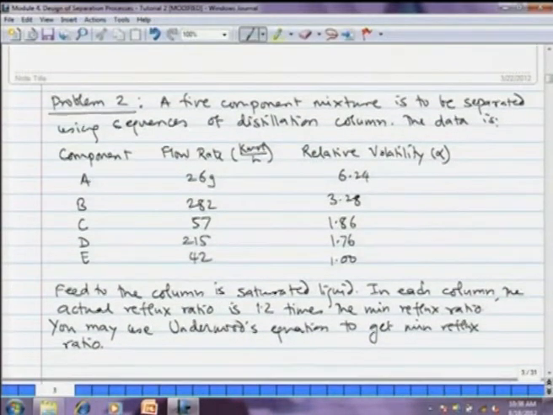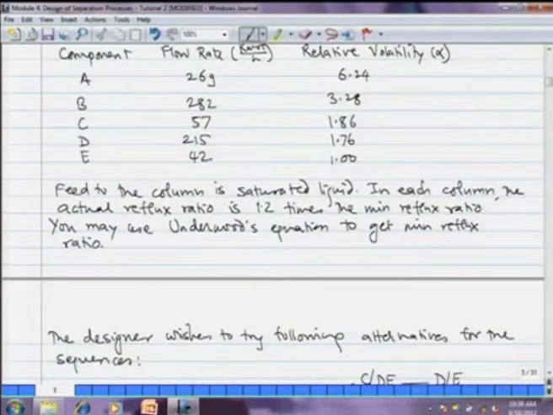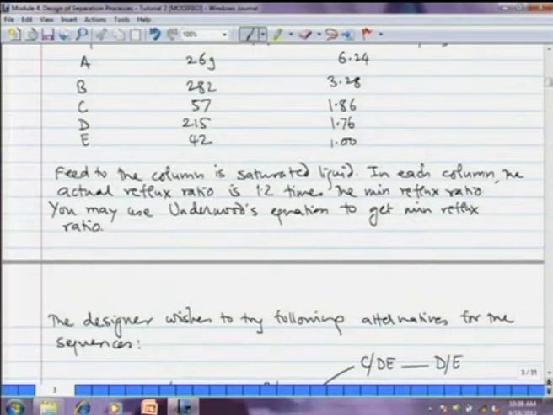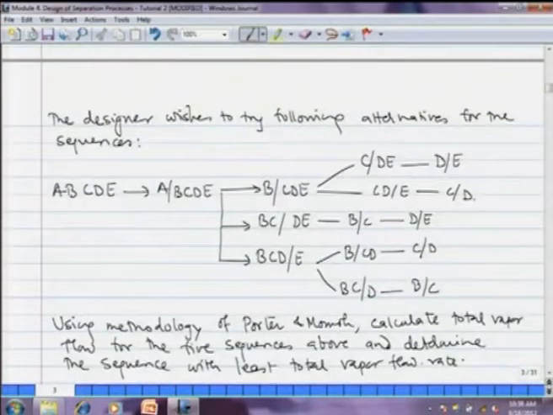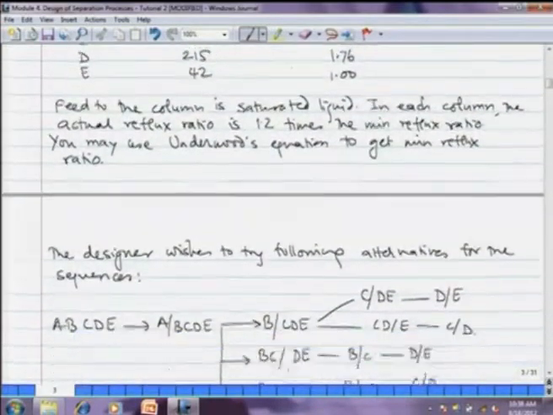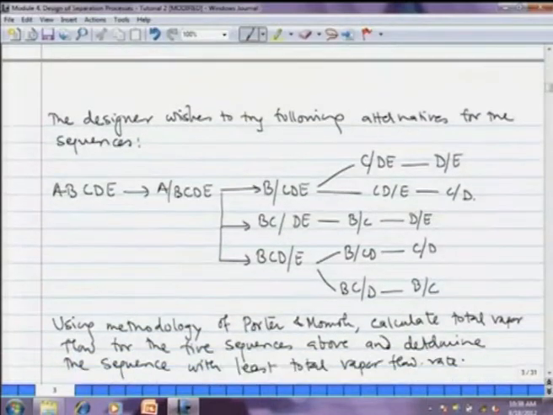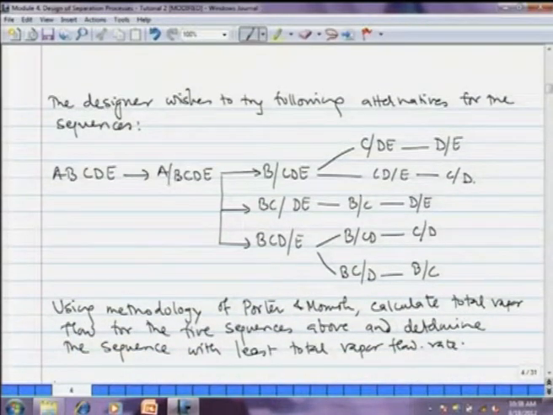Feed to all columns in the sequence is saturated liquid feed. In each column, the actual reflux ratio can be taken as 1.2 times the minimum reflux ratio, which is the optimum condition. Again, like the last problem, we can use Underwood's equation to get the minimum reflux ratio, and then we have to compare 5 different sequences for the separation of this mixture in terms of the total vapor flow rate. These sequences now appear on your screen.